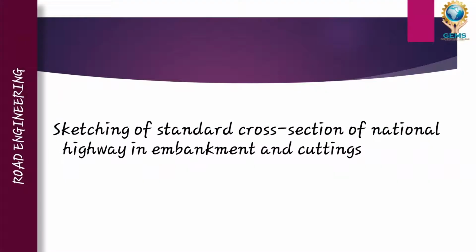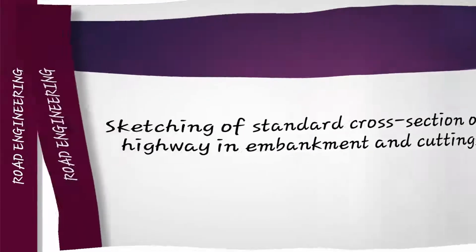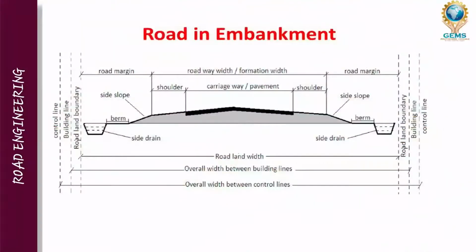A sketch of the standard cross section of a national highway in embankment and cutting. As we can see here, this is the road embankment. Here you can see this is the carriageway, and on both sides we have provided a shoulder and then a side slope to drain off the water. After that a berm is provided, then side drainage is provided for the safe movement of vehicles as well as the maintenance of the road and the maintenance of the embankment.